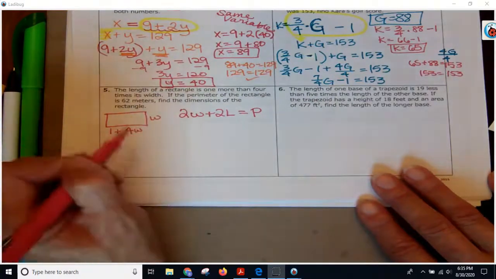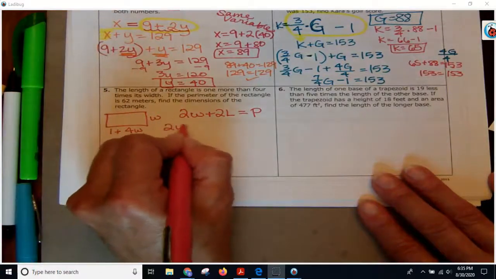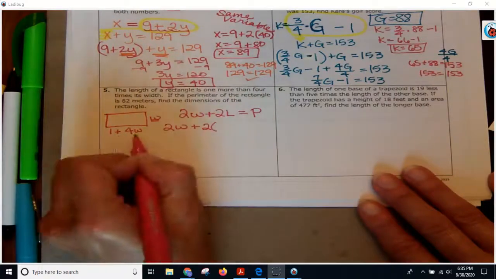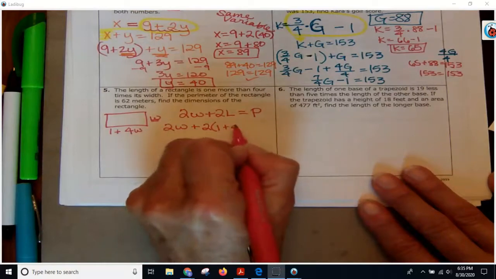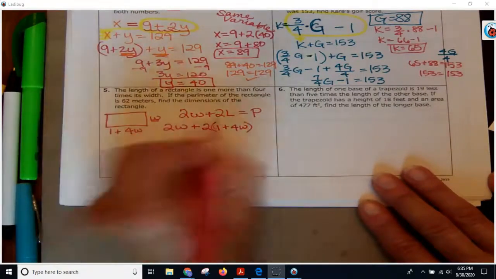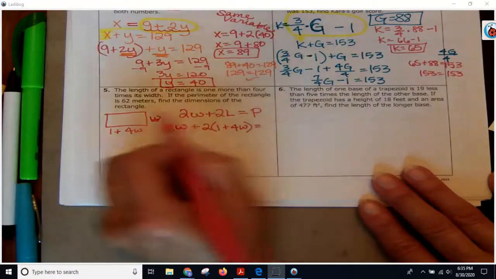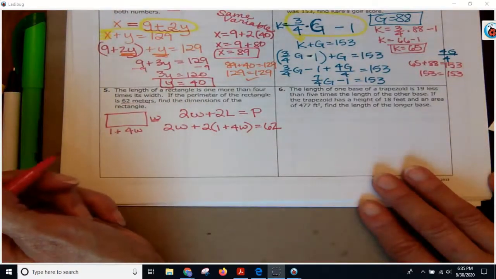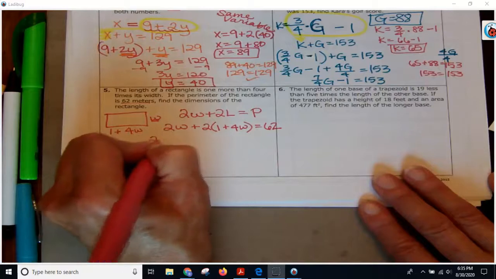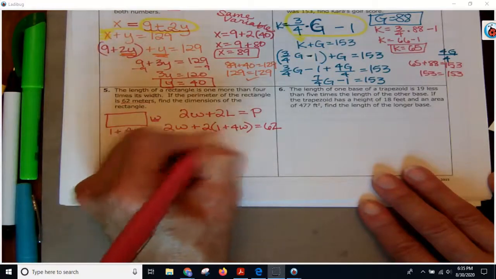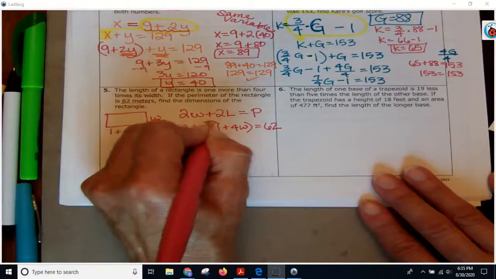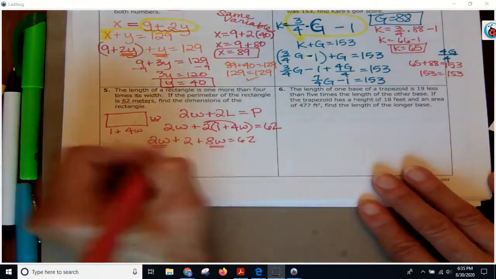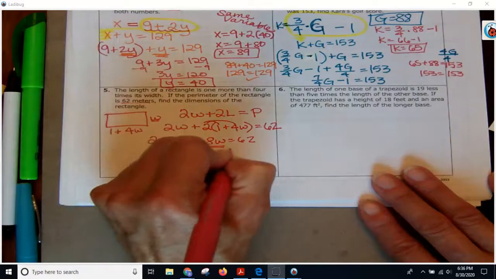So now I can just plug these in. So I've got 2W, right? Plus 2 times 1 plus 4W. I'm substituting in this for the length. And that is actually going to equal 62, because they tell us right here that the perimeter is 62. So now I can go ahead and work the math magic. 2 times 1 is 2 plus 8W equals 62. Now I'm going to combine my like terms and get 10W plus 2 equals 62.